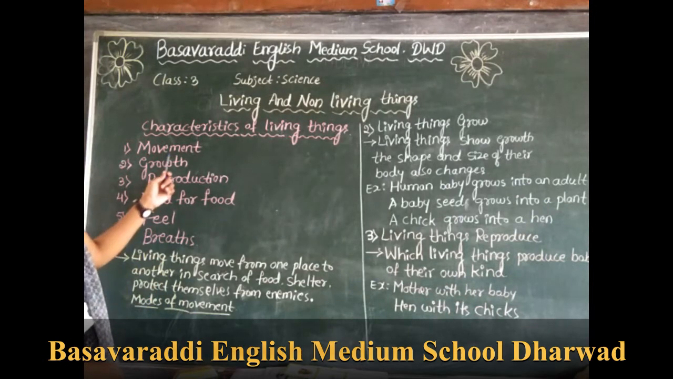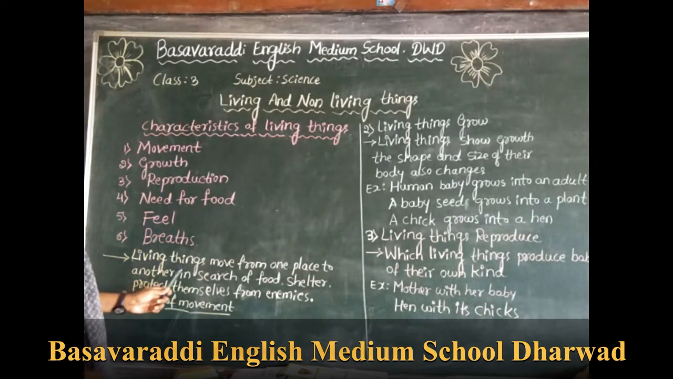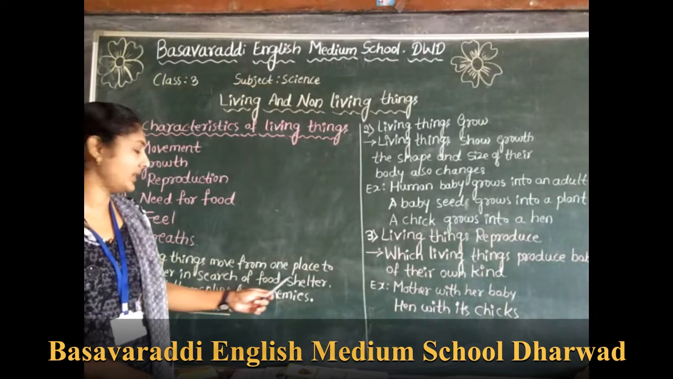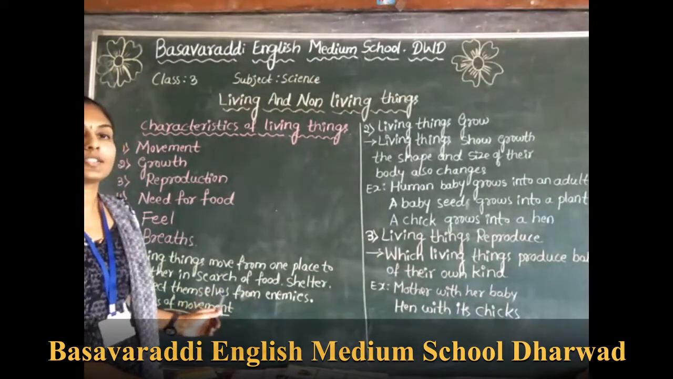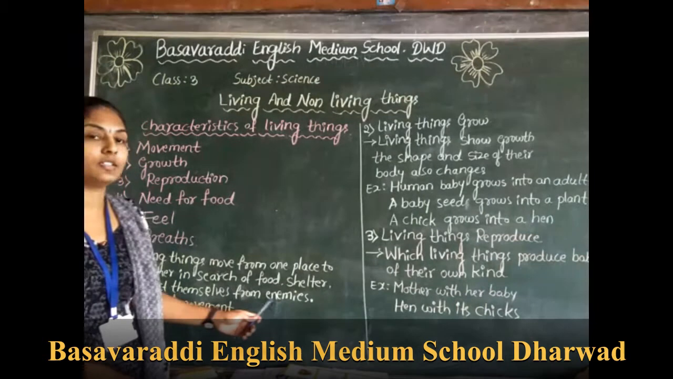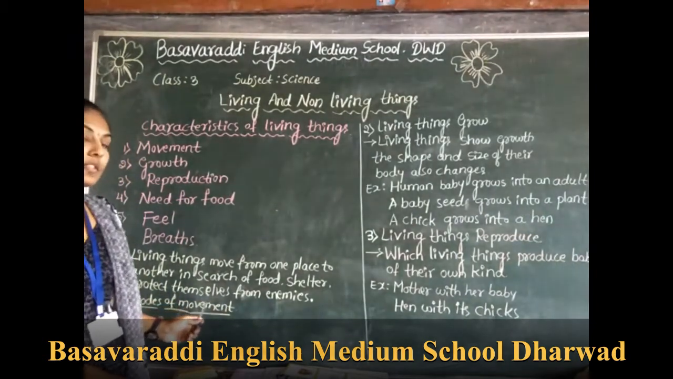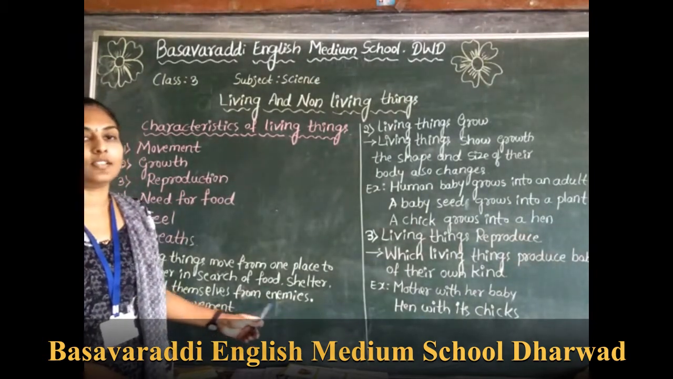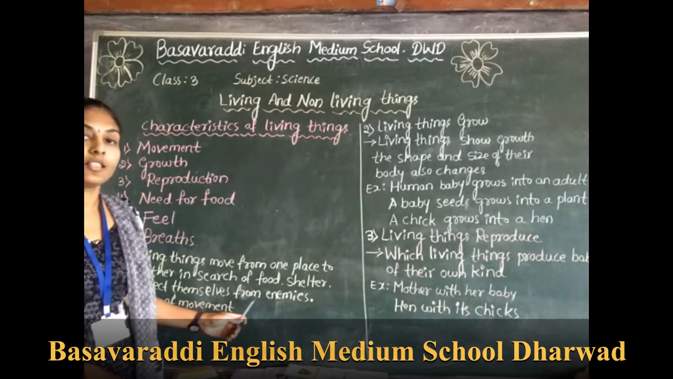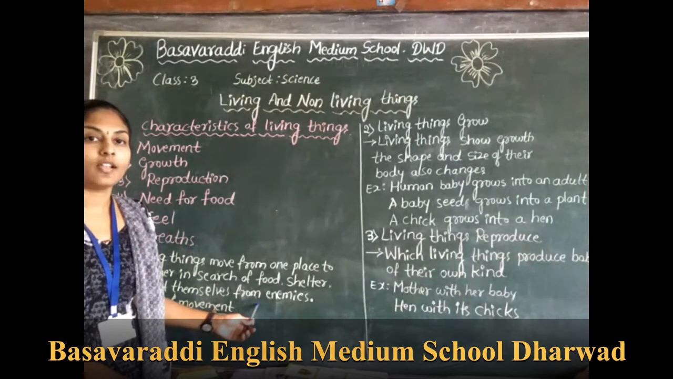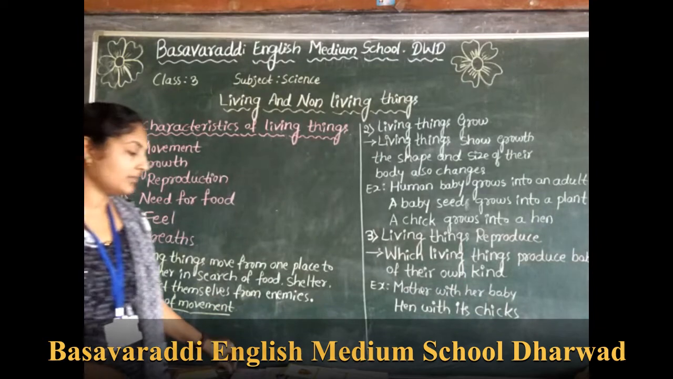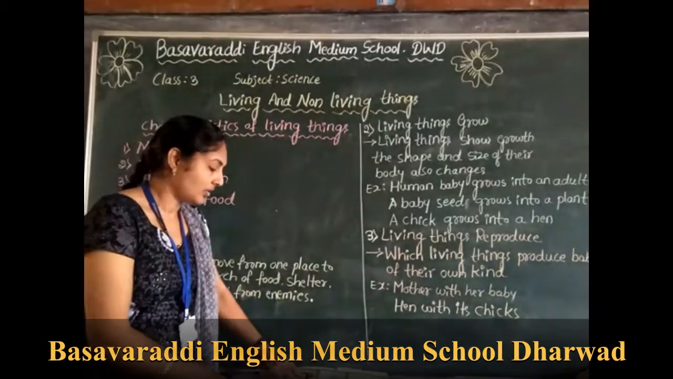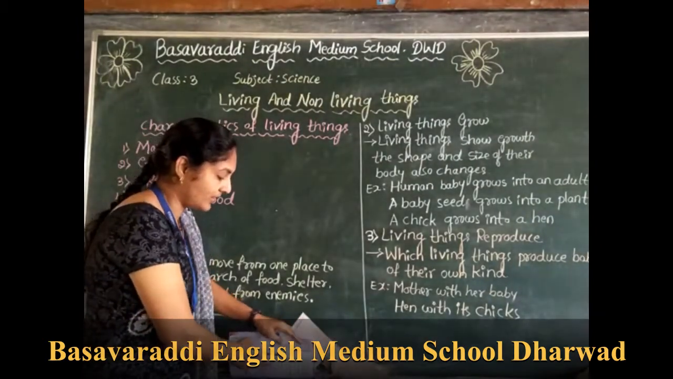The first one is movement. What is movement here? Living things move from one place to another in search of food, shelter, or to protect themselves from enemies. This shows the movement. I will show some modes of movement. What are some modes of movement?